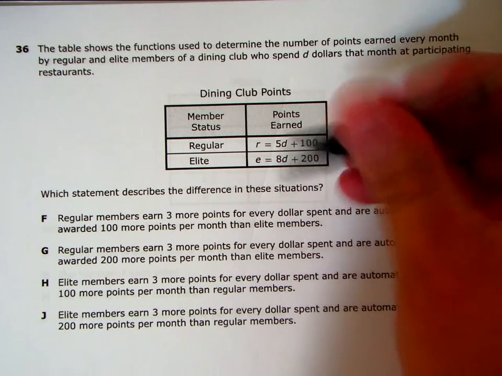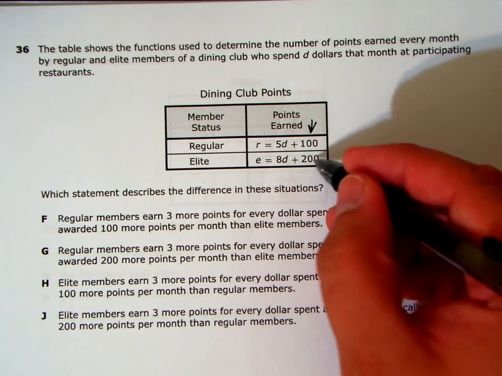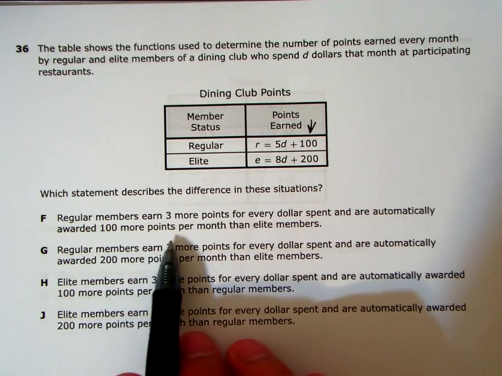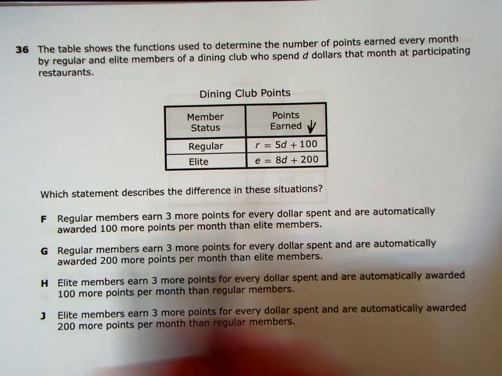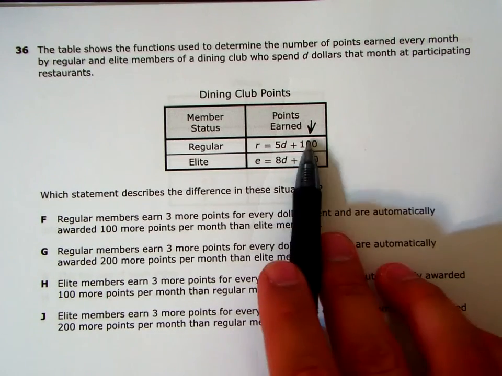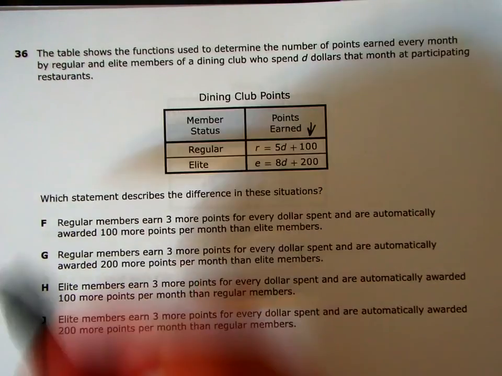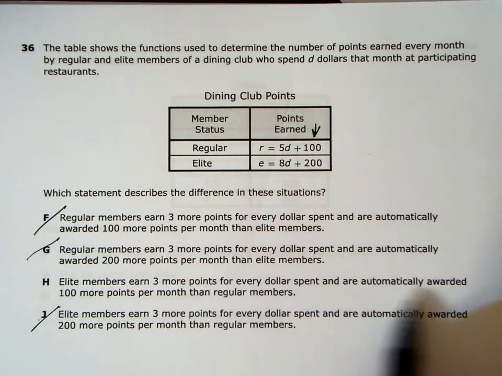Automatic is basically this back part, right? So 100 more, I agree. That's right. That's 100 regular, automatically awarded 100 more than the elite. No, that's not 100 more than the elite, right? Elite's 100 more than regular. So it cannot be that one. It says 200 more.